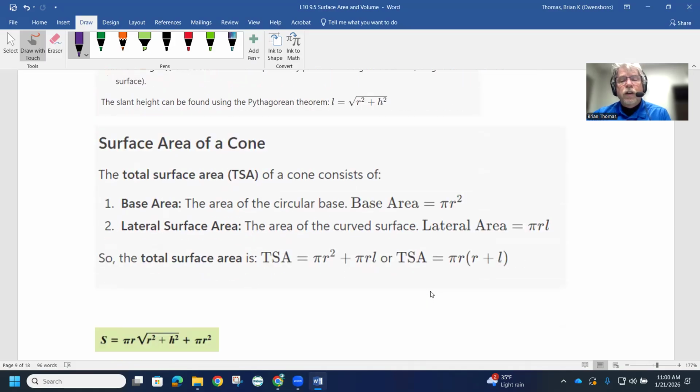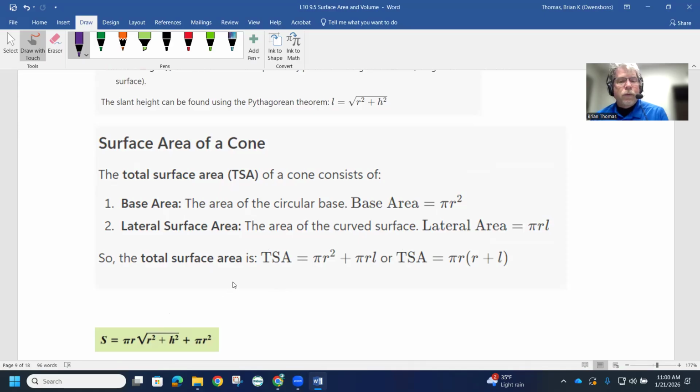So again, the surface area of a cone: the base is a circle, so it's pi r squared. The lateral surface area is pi r L. So the total surface area is going to be the area of the base plus what they call the lateral area. But sometimes instead of L, you may have to solve for L. So we may have to substitute in there.